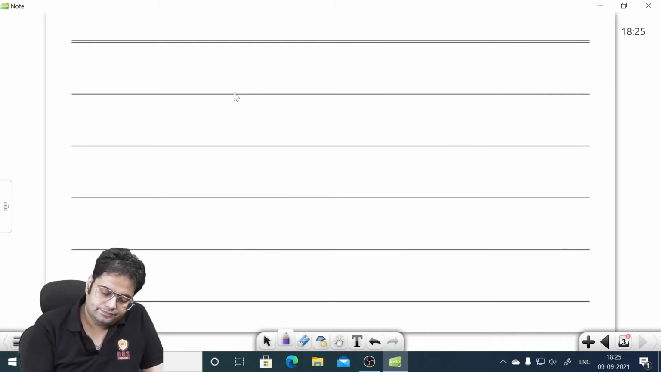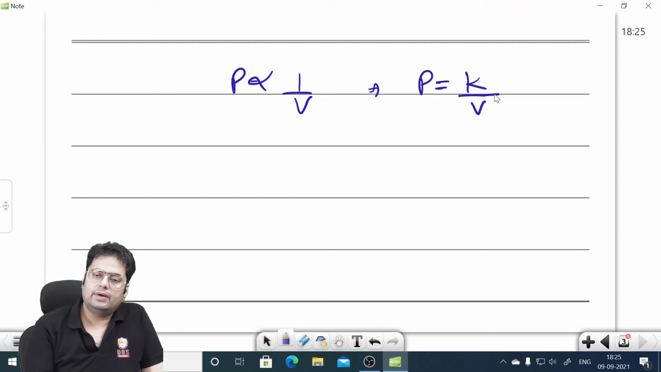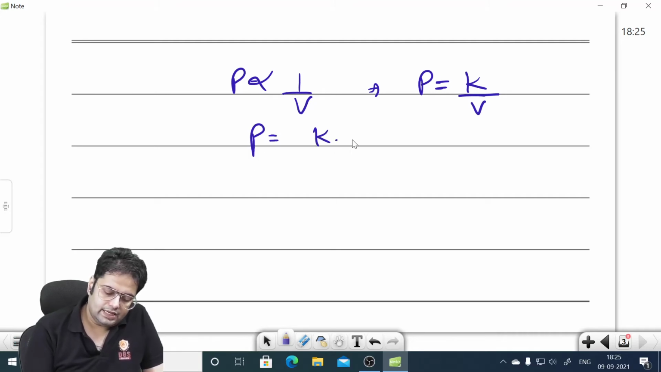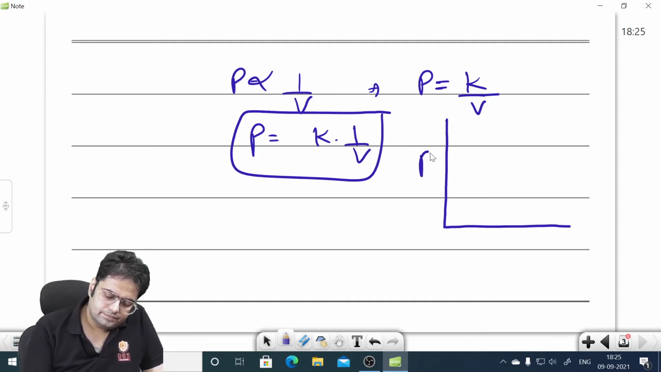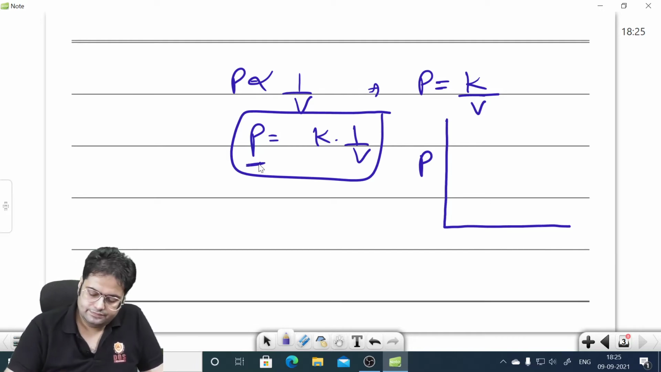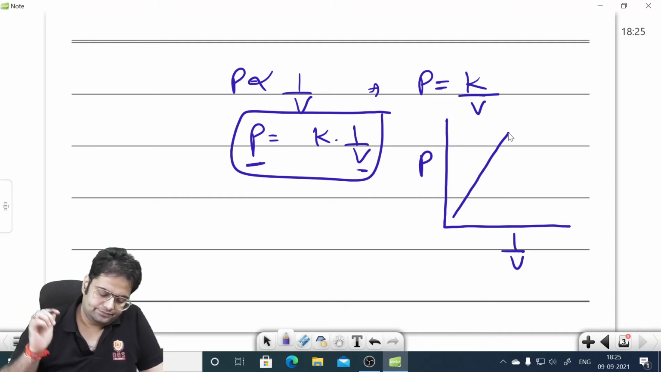Now the next thing is, you must know how to draw graphs. So first of all, as we know, this is the interrelation: P is equal to K by V. Fine, K by V. So P is K into 1 by V. Y is equal to mx plus c, we can apply this. So we can take P as Y, 1 by V as x, and K is going to be my slope. Positive slope. Fine. So this is going to be my graph, a straight line.